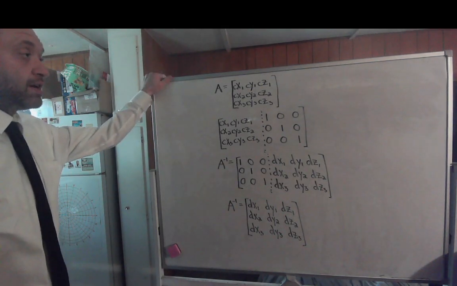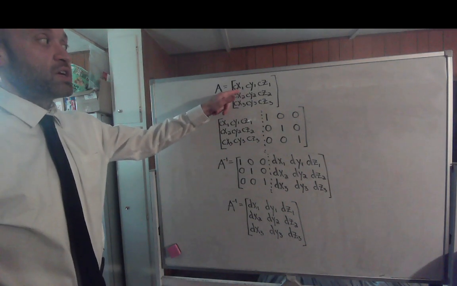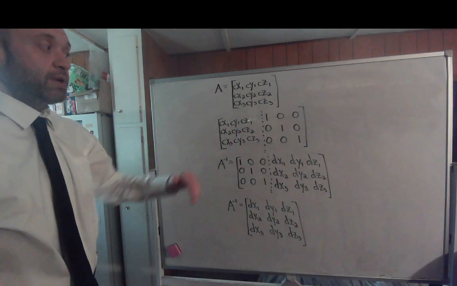So what we have here is some matrix A with your various coefficients on your x, y, and z terms in each of the three rows. This is a 3 by 3 matrix.